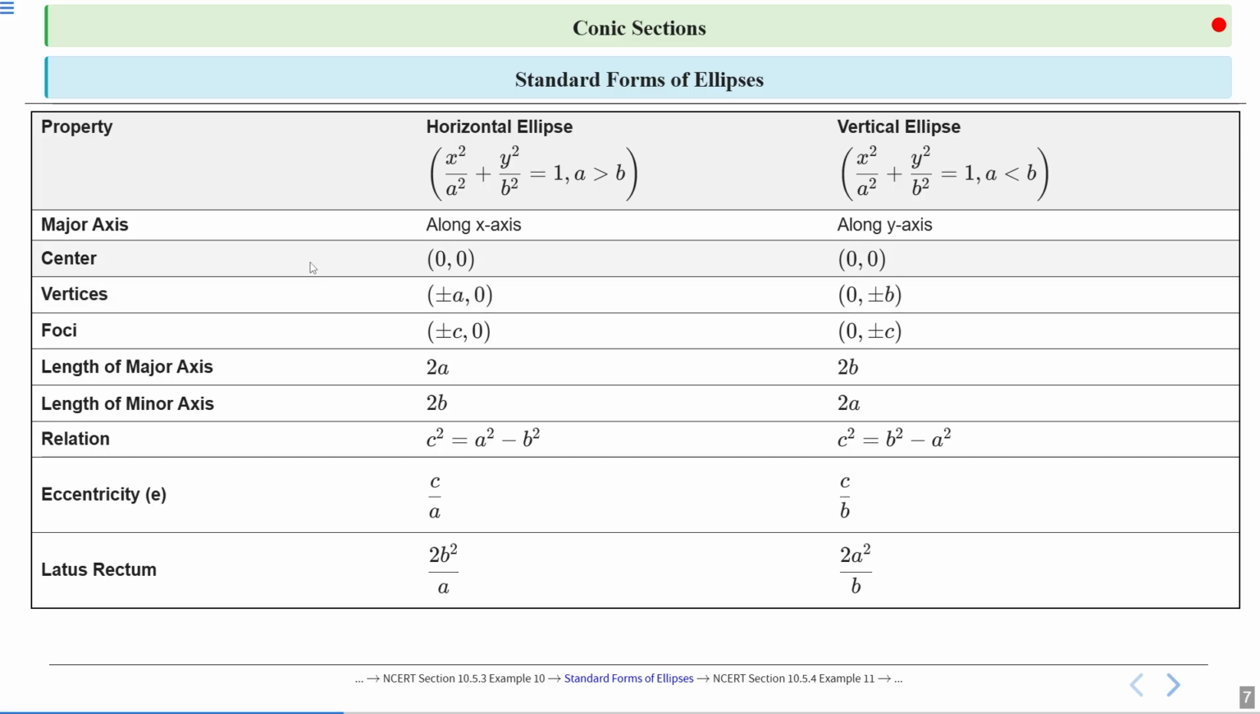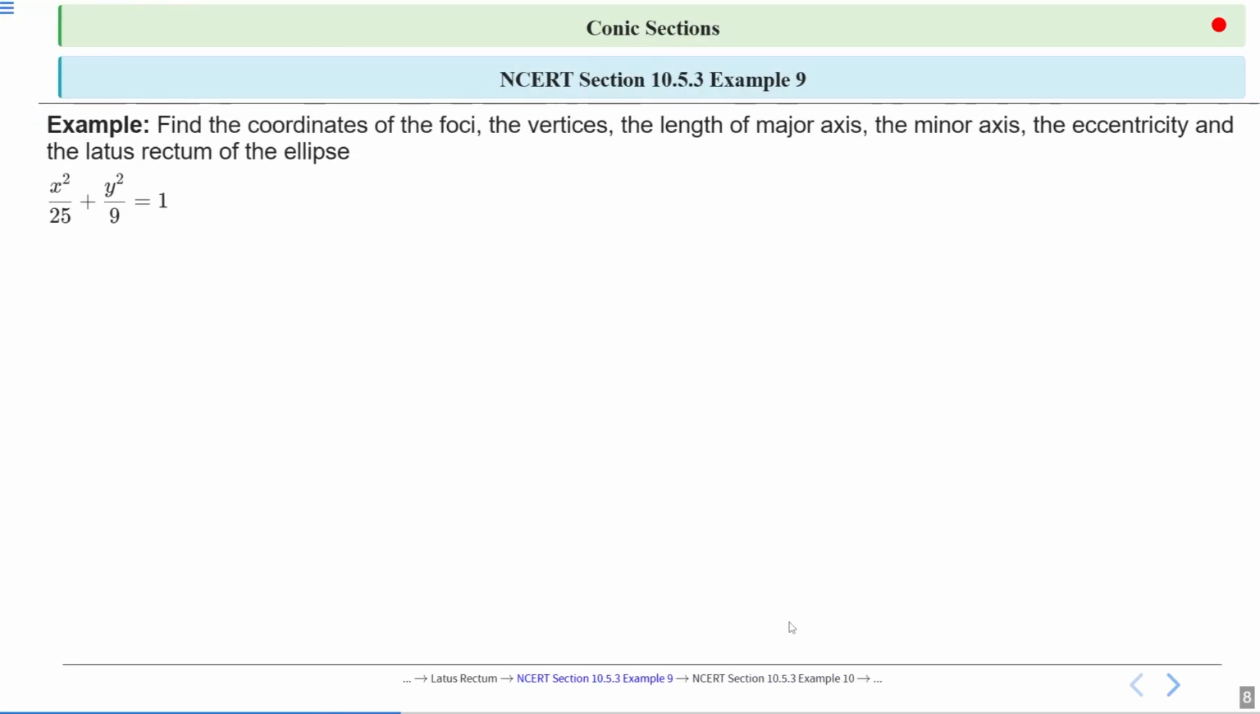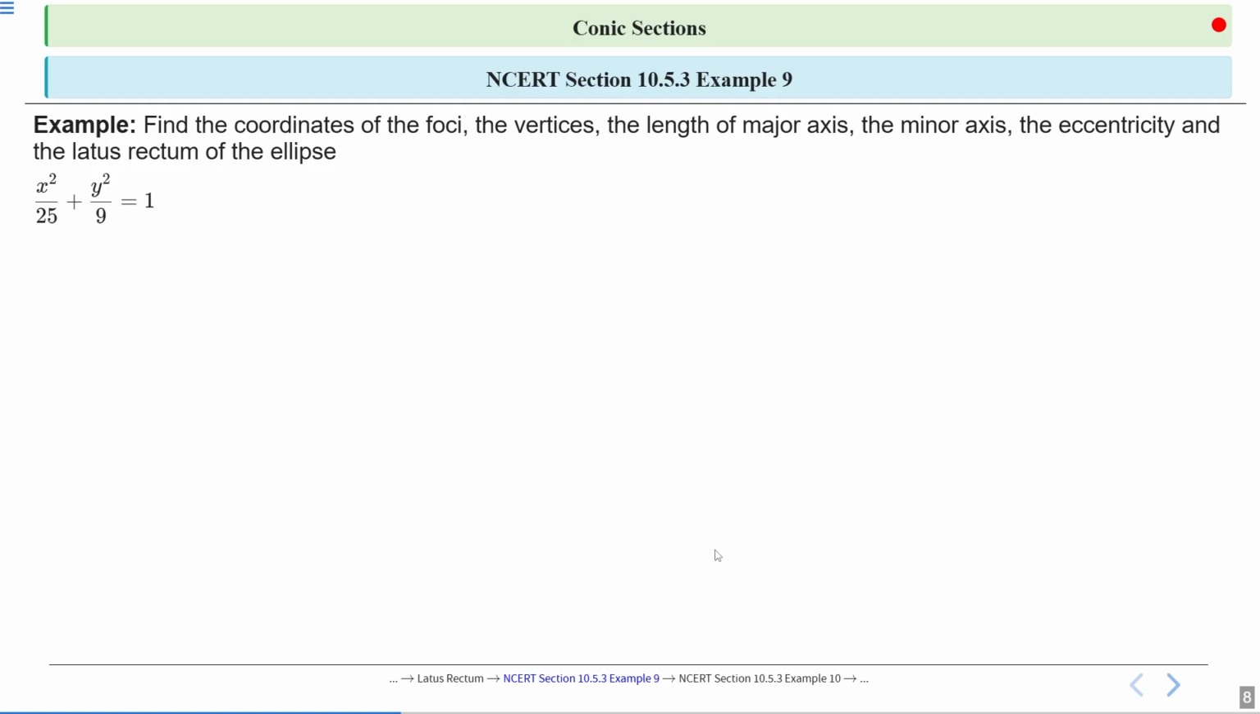So these are some properties of the horizontal ellipse and vertical ellipse. You should keep these properties in your mind. They will help you solve many problems related to the ellipse. Now we will discuss some examples. Let's discuss example 9.